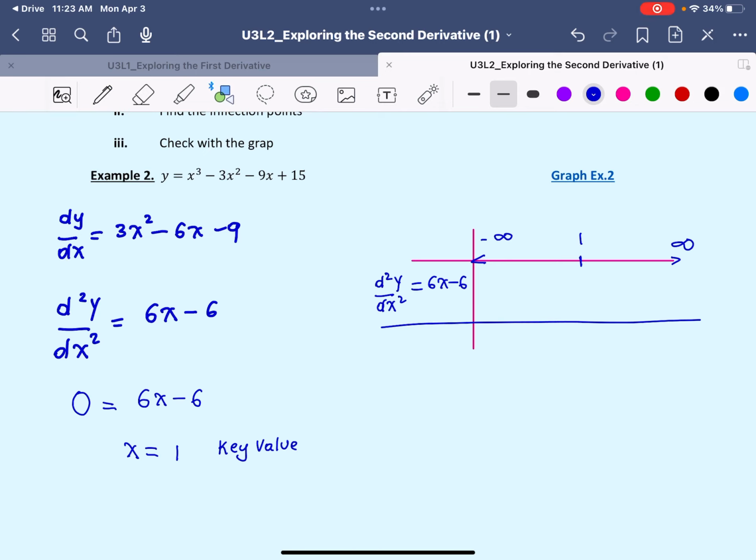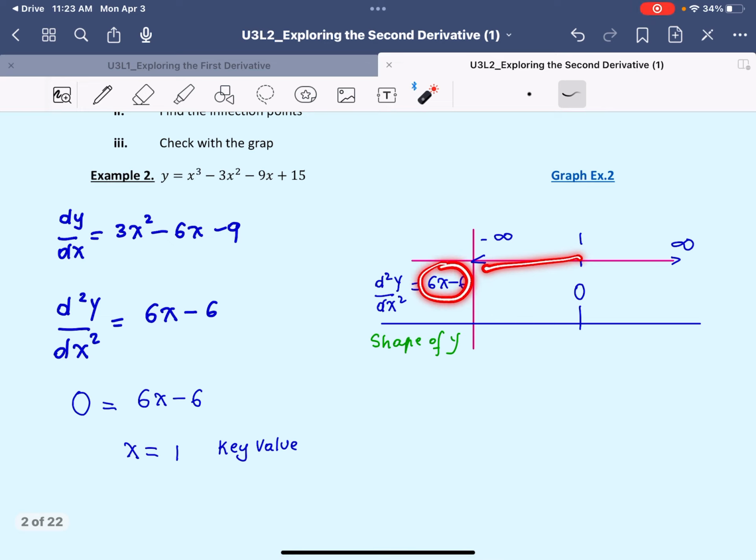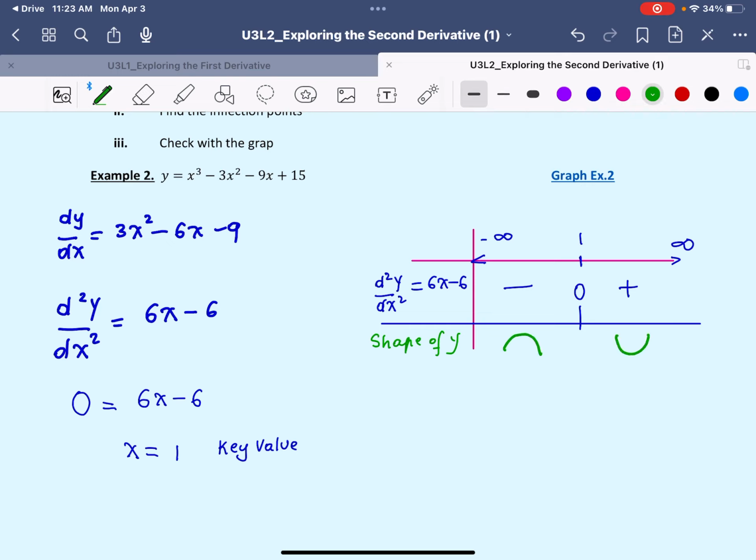Based on the sign of the derivative, then we can determine the behavior of function y, or the shape, or the concavity of y. So at x equals 1, the derivative will be 0. For x values less than 1, the derivative is negative. Remember, this is a line that goes up because of positive slope, which means it starts negative, continues positive. And that tells us that the graph of this function will start with a concave down shape and then continue with a concave up shape.